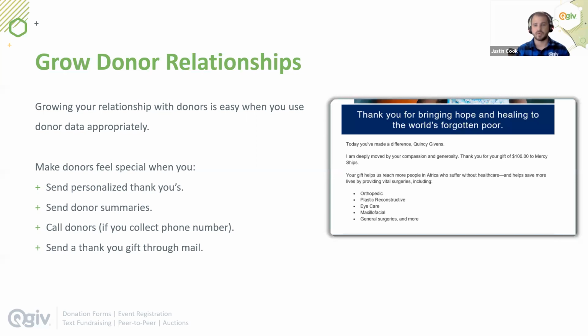Next, sending out donor summaries for tax purposes is a huge thing so that they don't have to dig through all the receipts from your organization. You want to give them an easy way to track down all of this information. And if you do collect phone numbers on your donation form, or you collect their address or what have you, you can follow up with them with a personalized thank you either by phone call or sending a gift through the mail. So both of these are another great way to get on your donors' radar and let them know that you are appreciative of the support that they give to your organization.